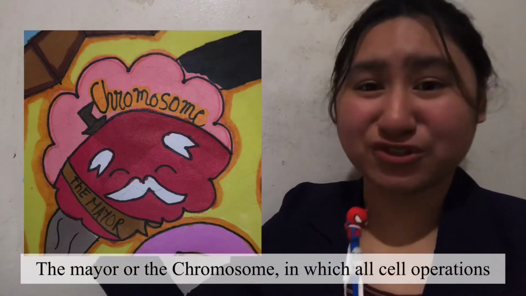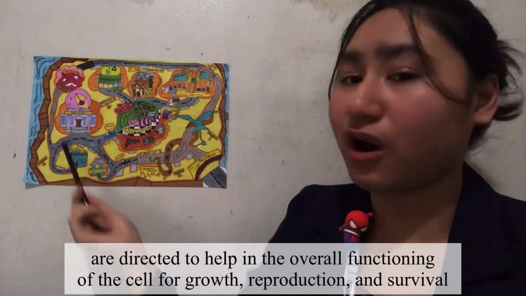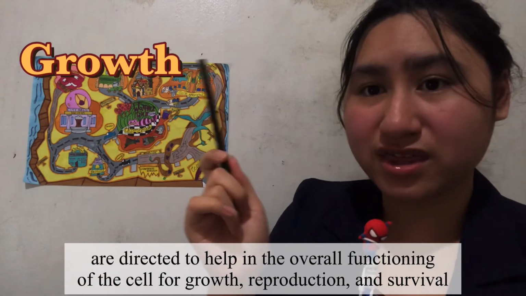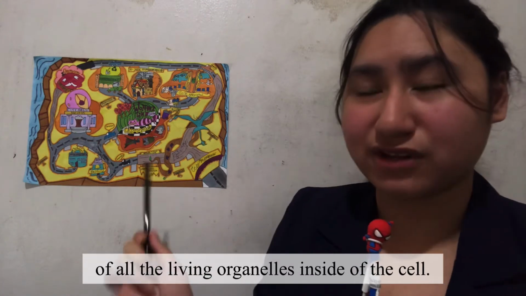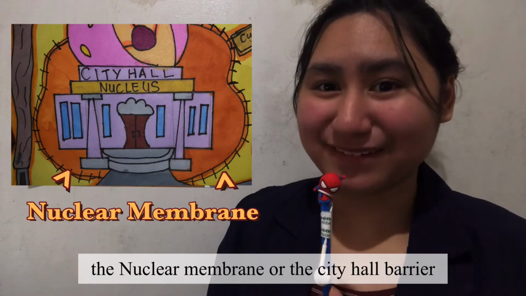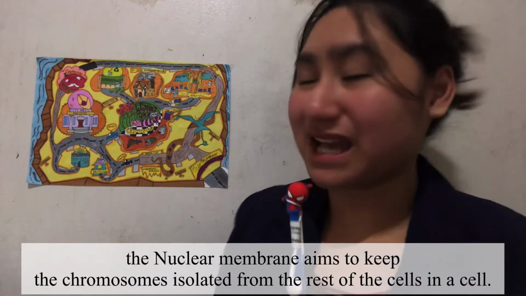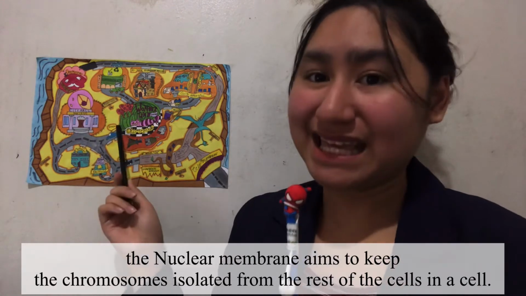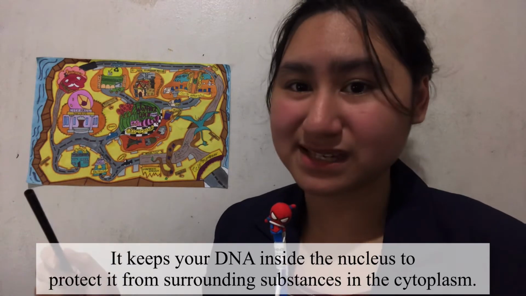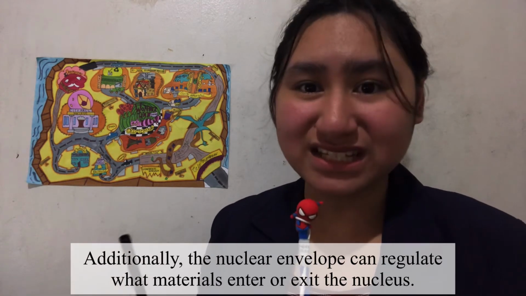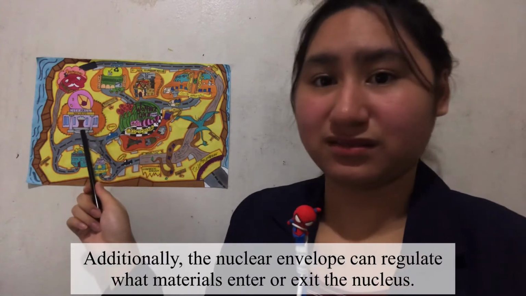The mayor, or the chromosome, is where all cell operations are directed to help in the overall functioning of the cell for growth, reproduction, and survival of all the living organelles inside of the cell. The nuclear membrane, or the city hall barrier. The nuclear membrane aims to keep the chromosome isolated from the rest of the cell. It keeps your DNA inside the nucleus to protect it from surrounding substances in the cytoplasm. Additionally, the nuclear envelope can regulate what materials enter or exit the nucleus.